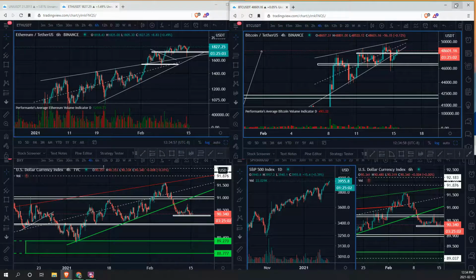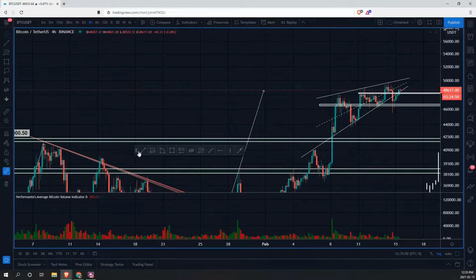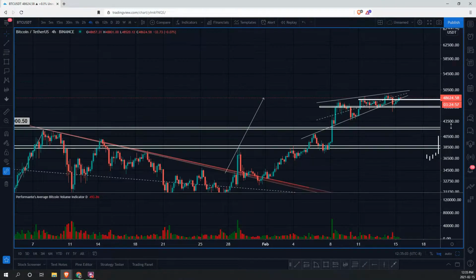First starting with the Bitcoin chart and then moving on to the US dollar. So hopefully everyone is having a good weekend.